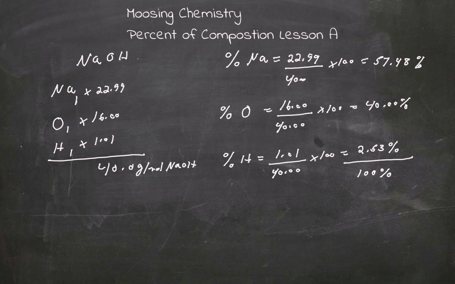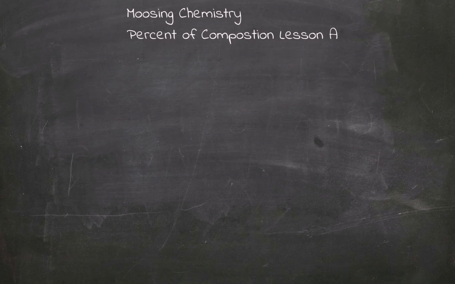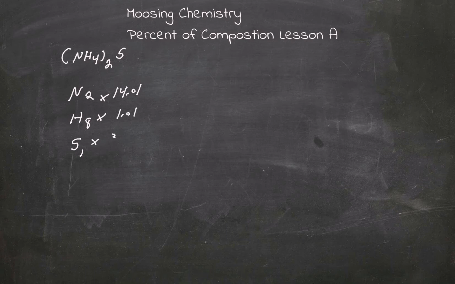All right, in this case, we're going to clear the drawings real quickly, and we're going to look at the compound (NH4)2S. So now we've got two N's, we have eight hydrogens. How do we get eight hydrogens? 2 times 4. And then we have 1 S. So nitrogen, according to the periodic table, is 14.01. Hydrogen's molar mass is 1.01. And sulfur is 32.07. So let's go ahead and add these all up.